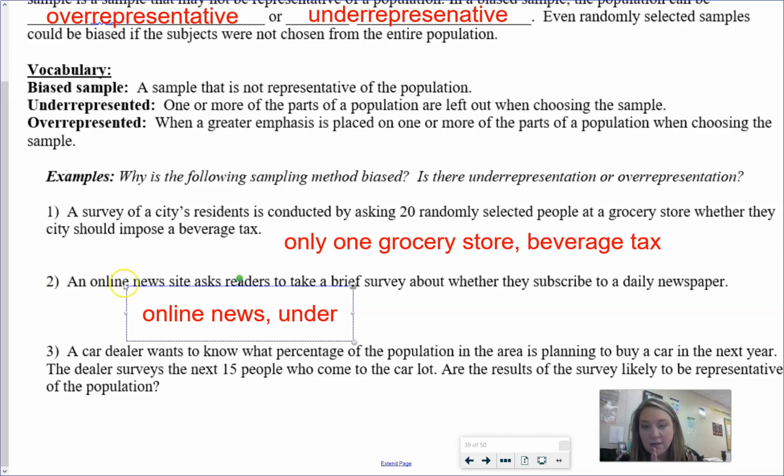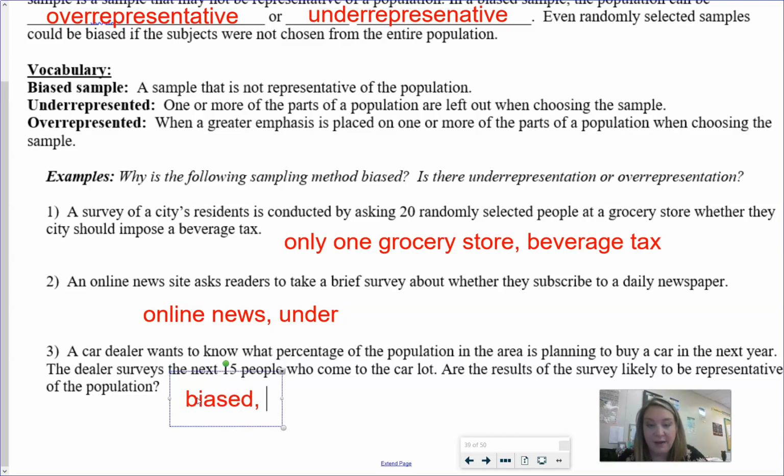Okay, a car dealer wants to know what percentage of the population in the area is planning to buy a car in the next year. The dealer surveys the next 15 people who come to the car lot. Are the results likely to be representative of the population? So this one is definitely biased.